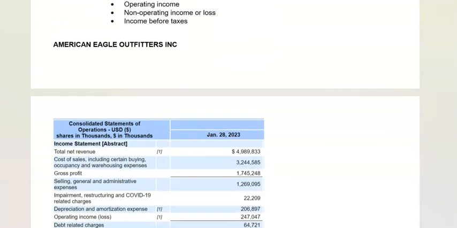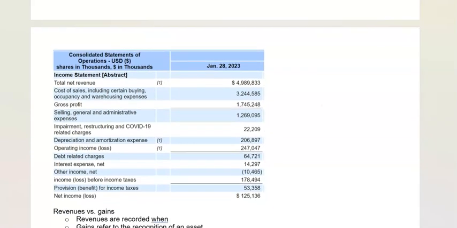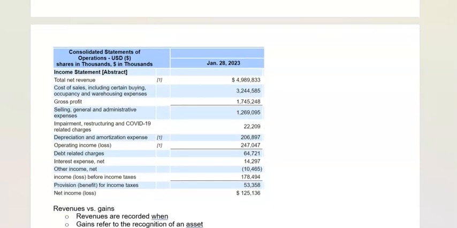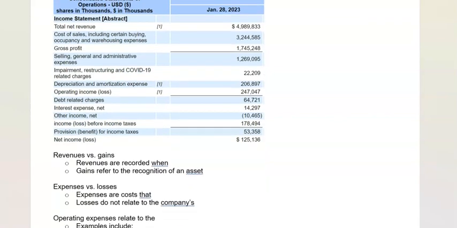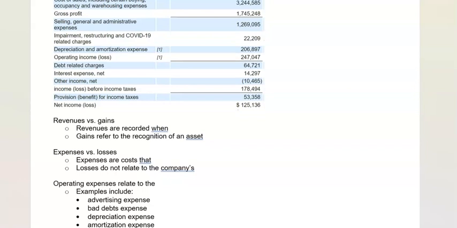Here we see the multi-step income statement for American Eagle Outfitters, and we see, as expected, total revenues, cost of goods sold indicated as cost of sales, gross profit. We see our operating expenses as selling, general, administrative, impairment, depreciation and amortization. We see a subtotal for operating income or income from operations. Then we see the non-operating items. We see income before income taxes, income tax expense, and then finally net income.